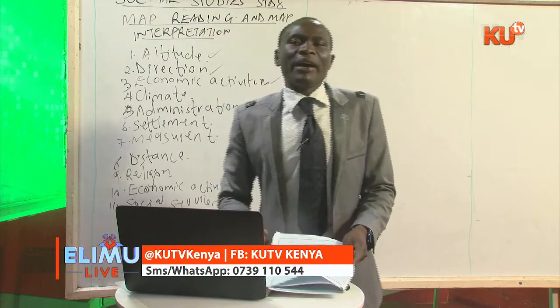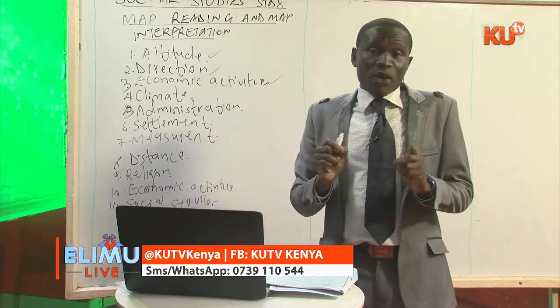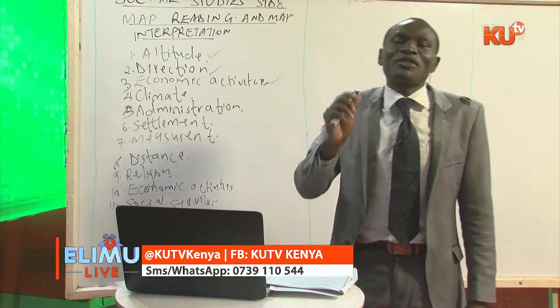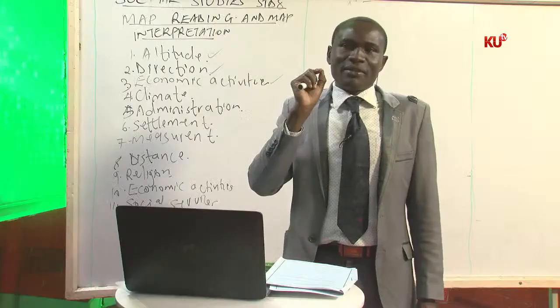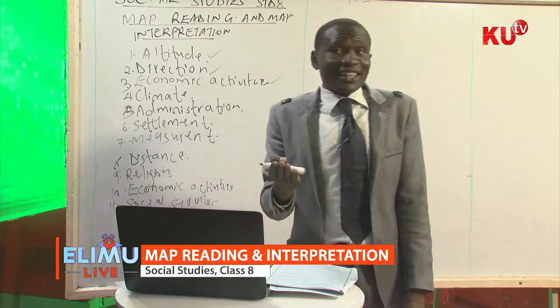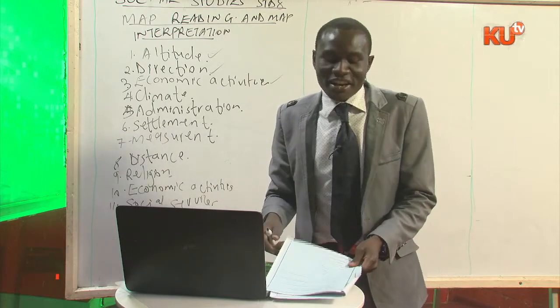Another economic activity is lumbering. Lumbering refers to felling of trees. On map work, lumbering is shown by the presence of sawmill. If you see sawmill, then that is definitely lumbering. Note that presence of a forest on map work does not necessarily show that is lumbering. Why? It's because most of the trees are protected areas. So if you see a forest in a given area, it does not necessarily mean that that is lumbering.